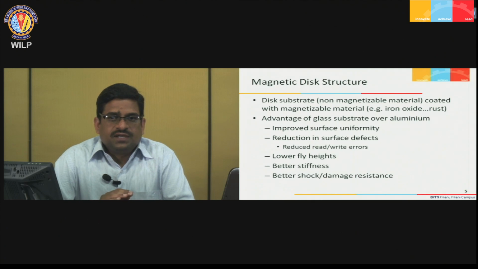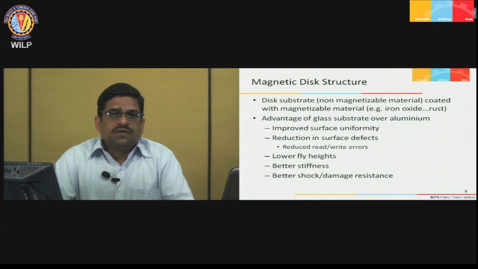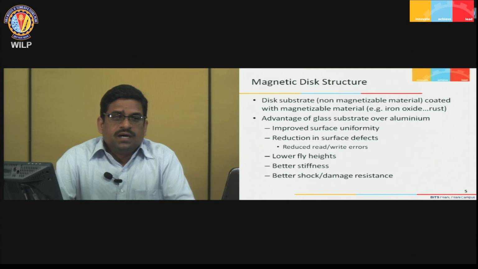Reduction in surface defects: this glass substrate provides a better read write mechanism in terms of giving a low error rate, and it also gives lower fly heights.